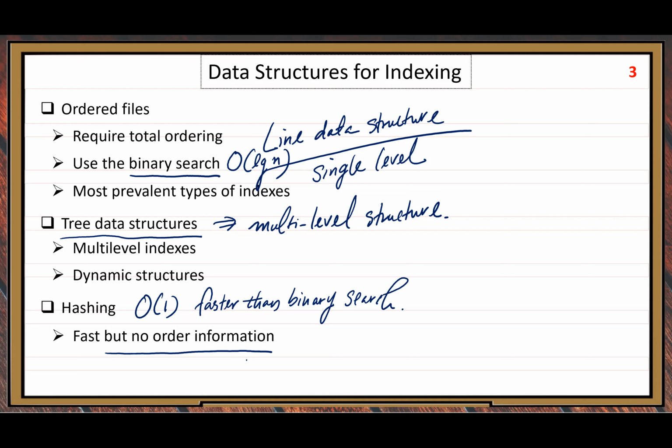In your hashing data structure, the order information is not maintained. If you want to apply ascending order, no, it's not good.